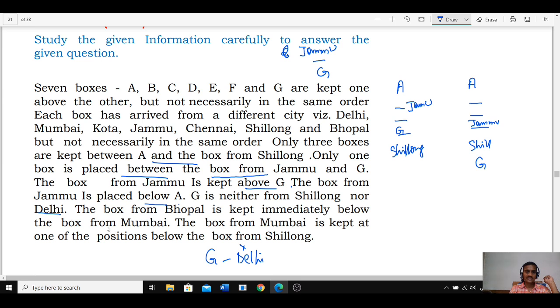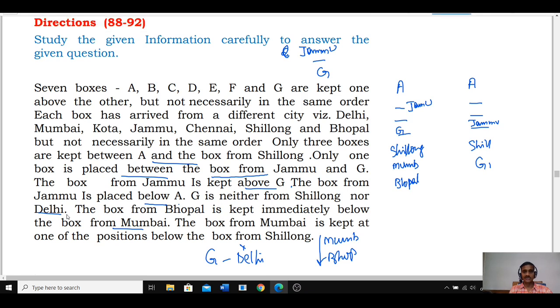The box from Bhopal is kept immediately below Mumbai. If Mumbai is here, Bhopal is here. Now these two must be together. Together 1, 2, 3, 4, 5. So Mumbai and Bhopal can be anywhere, or even at the last. Isn't it? There are 3 different possibilities. And the box from Mumbai is kept at one of the positions below Shillong. So Mumbai here and Bhopal here.